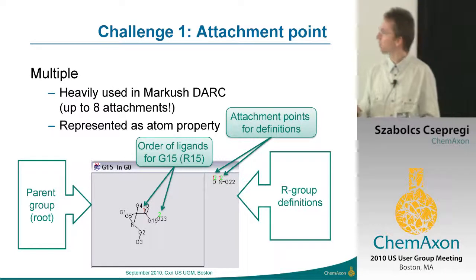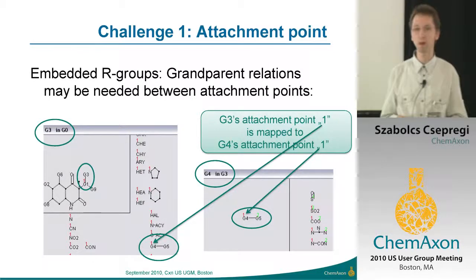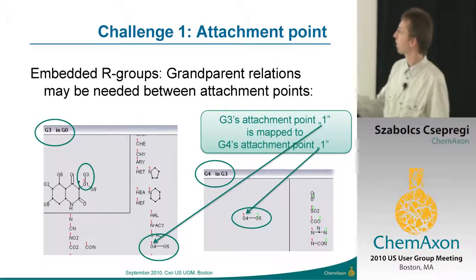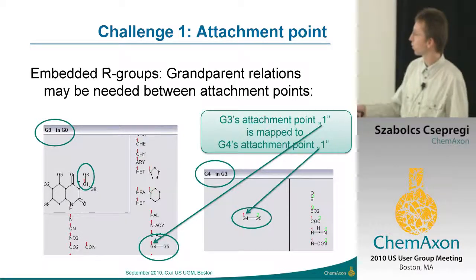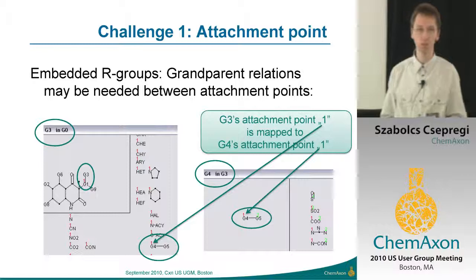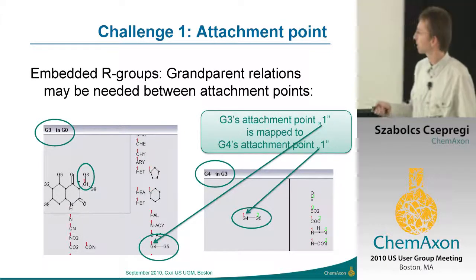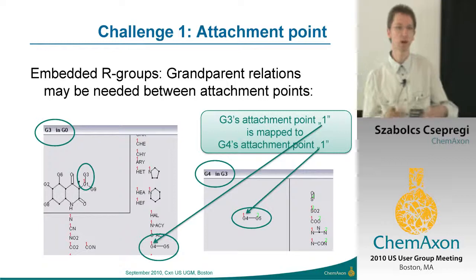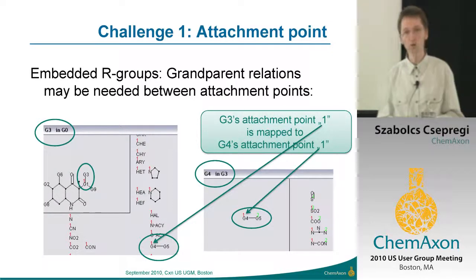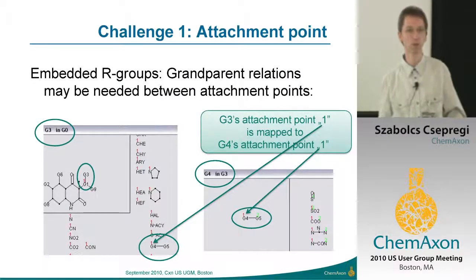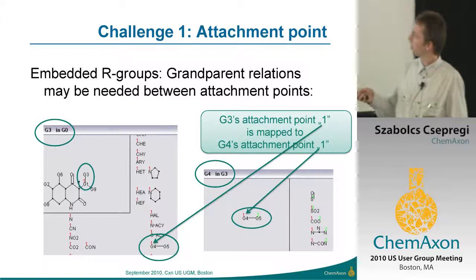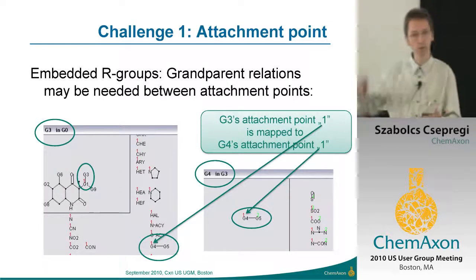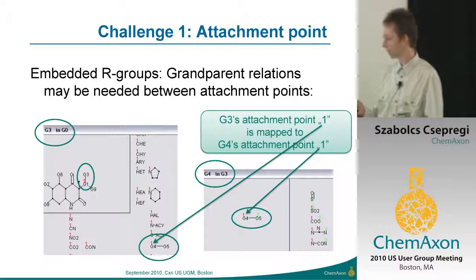Another problem was when R groups were embedded into each other. So for example, here is the scaffold. There is the G3 in the scaffold. And the definition of G3 referred to just G4 near to the attachment points. And we had to make a connection between the attachment point of G3 and G4. Oh, by the way, these G groups are basically the same as the R groups, but the Markush DARC system uses the G terminology. So yeah, this was a problem: how to make the connection between the different levels of these nested R groups and their attachment points.